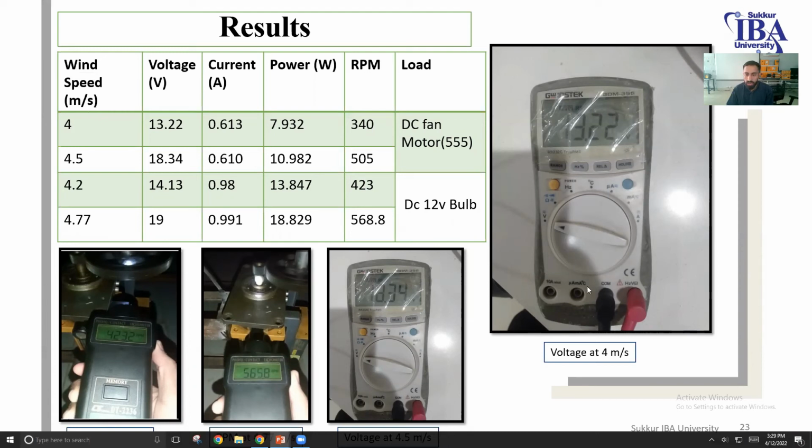This is the voltage at 4 meter per second. This is the voltage at 4.5 meter per second wind speed, and this is the RPM at 4.77 meter per second, and this is the RPM at 4.2 meter per second wind speed.